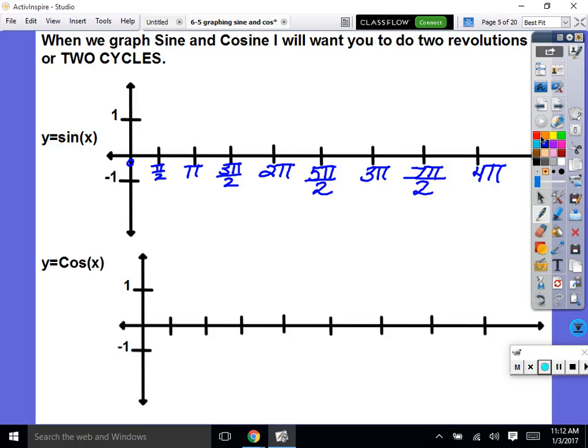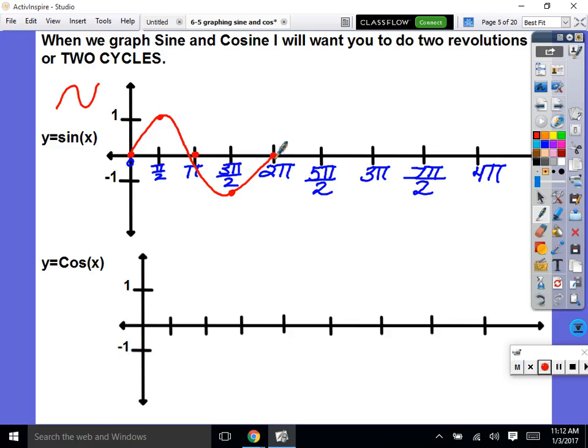So what happened with sine? Remember that sine kind of looks like an S, correct? It started at 0, 0, then it went up to 1, back down to 0, down to -1, and then up to 0.